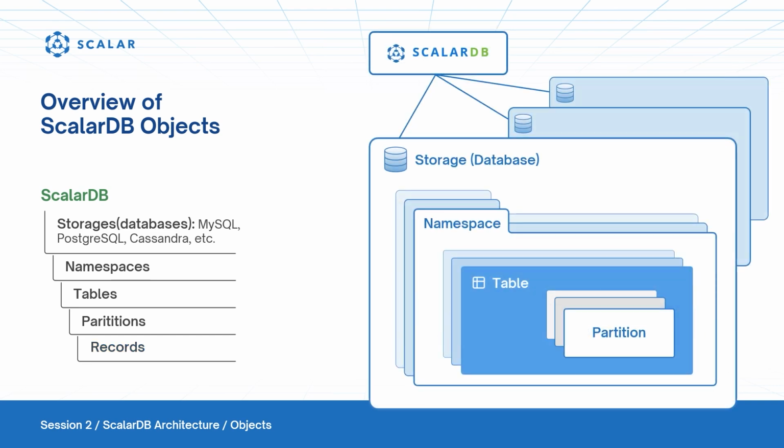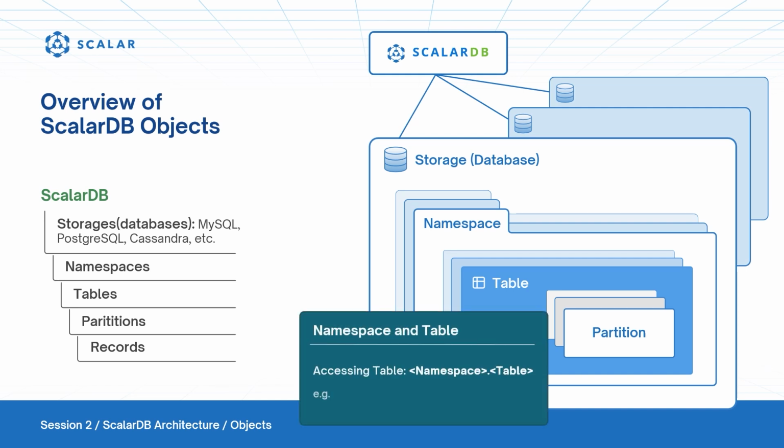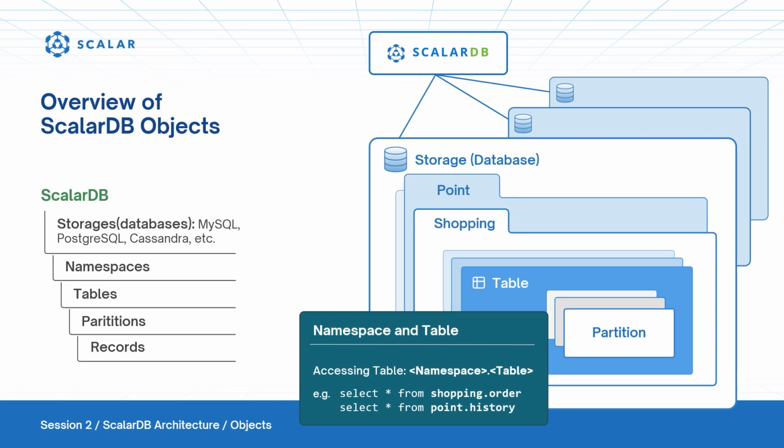Let us understand how to access records with SQL. Consider an example. SELECT * FROM shopping.order or SELECT * FROM point.history. In this case, shopping and point correspond to namespaces, and order and history refer to the tables managed within each namespace.